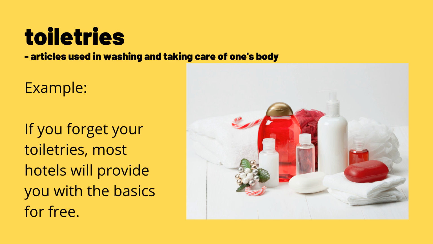In this picture, you can see various things. There's soap and shampoo, maybe some body lotion. So what would we call these collectively? These are known as toiletries. Toiletries are articles used in washing and taking care of one's body, and you will often find these when you stay at a hotel. For example, you might hear someone say, "If you forget your toiletries, most hotels will provide you with the basics for free."